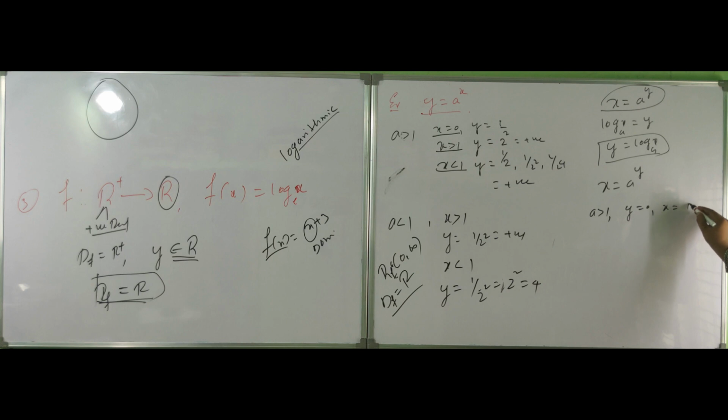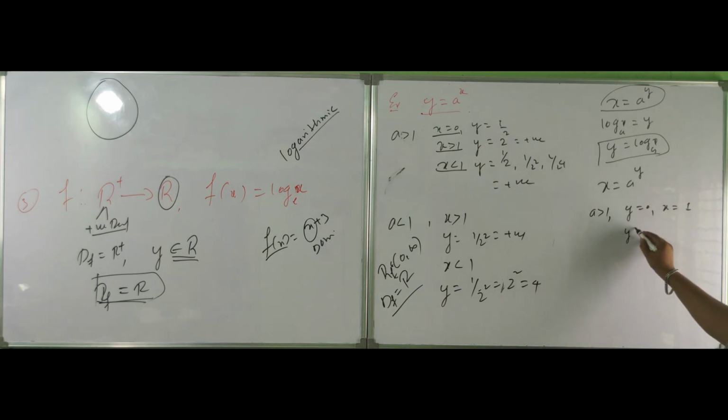Okay, x becomes 1. And if y is greater than 1, again x becomes positive. If y is less than 1, then x is equal to a to the power minus 2, which becomes 1 by a square, again a positive value because y is positive.